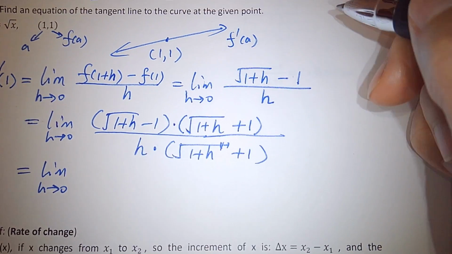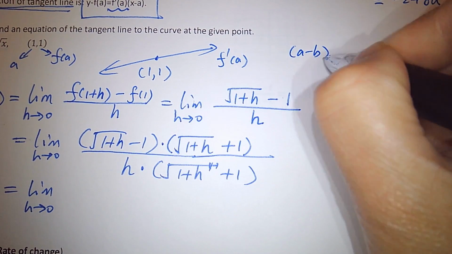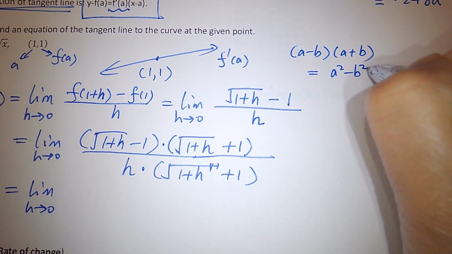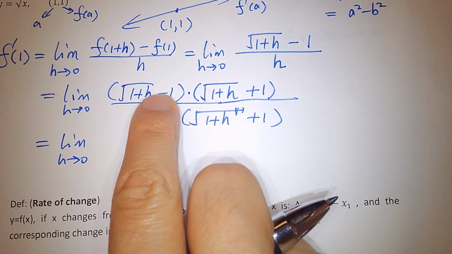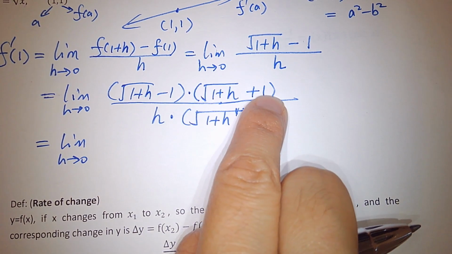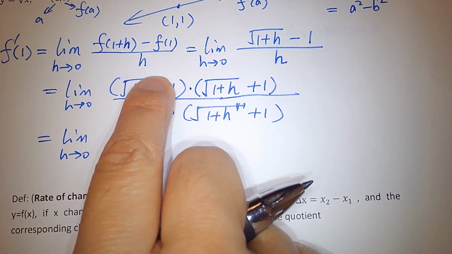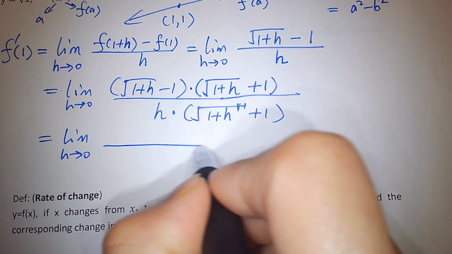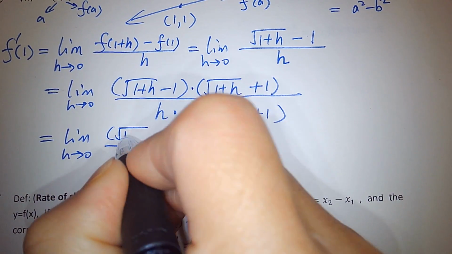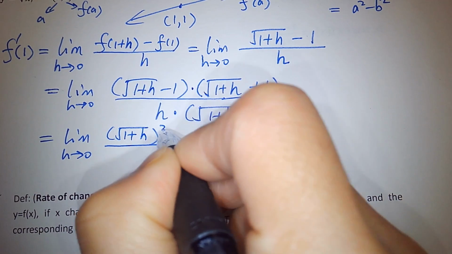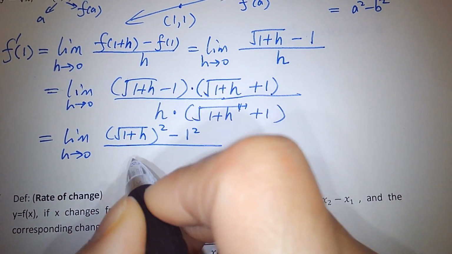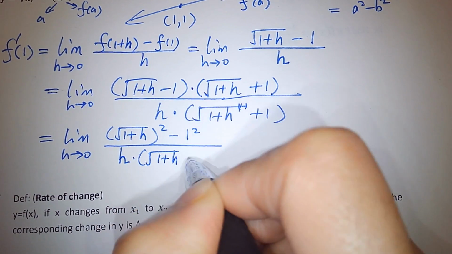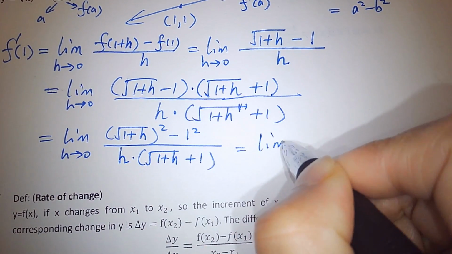A pair of conjugates multiplied by each other. Remember we learned this last time, a minus b times a plus b, which gives us what? a squared minus b squared, right? So a minus b times a plus b will have what? a squared minus what? b squared, right? So what is the a squared? Let me write it down. This is a squared minus b squared. On the bottom we have h times what? Square root of 1 plus h plus 1. Okay, so let's see what we have on the top.